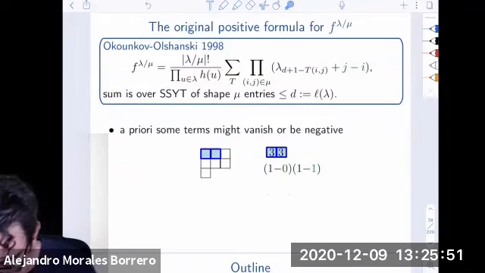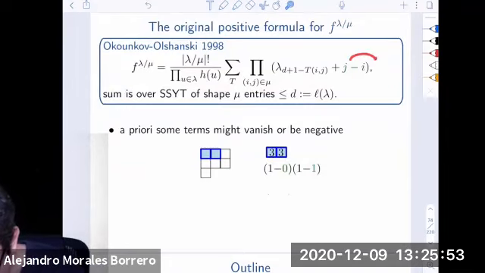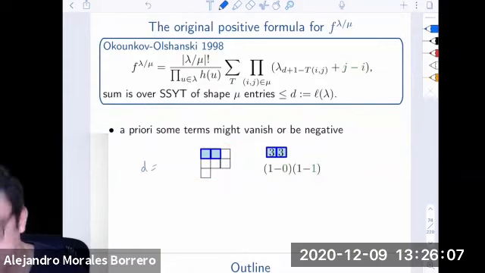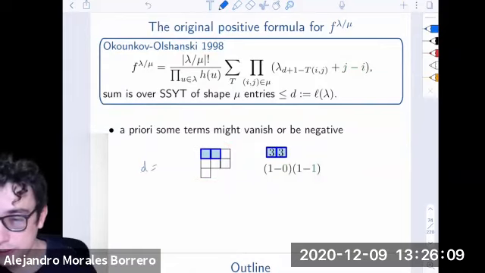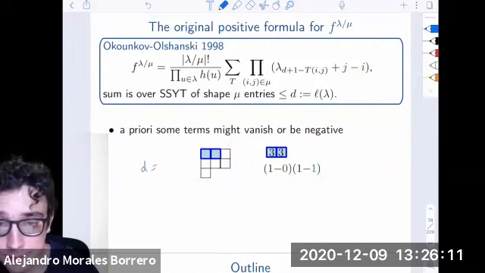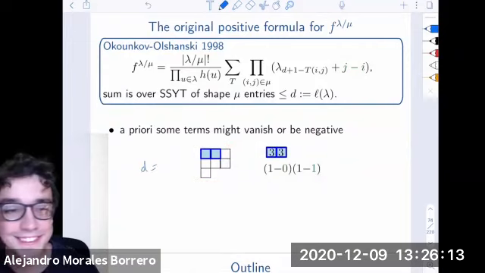But even when you read it, at first look, you have this minus I, so you might think, well, maybe some terms might vanish or be negative. So for example, here, for this shape, what's D? Can you tell me what D is? Someone in the audience or in the chat? Oh, there's some question in the chat. Oh, thank you, good.